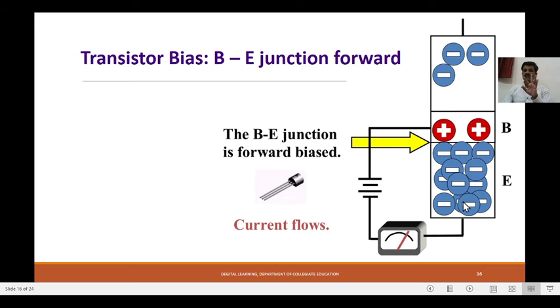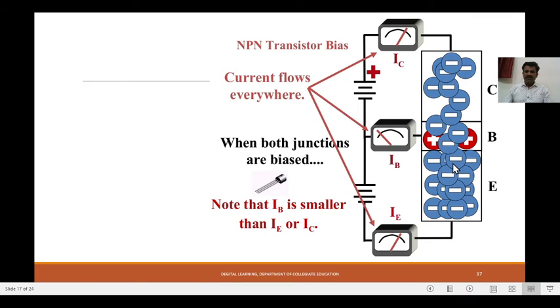So we have come to know that under reverse bias condition, no current flows. Under forward bias condition, a large current flows here. Now let's see when both the junctions are biased. How are they biased? The collector-base junction is reverse biased and the base-emitter junction is forward biased. Under this biasing condition, you can see the current flows everywhere. Current across the collector region constitutes the collector current, across the base the base current, and across the emitter the emitter current.